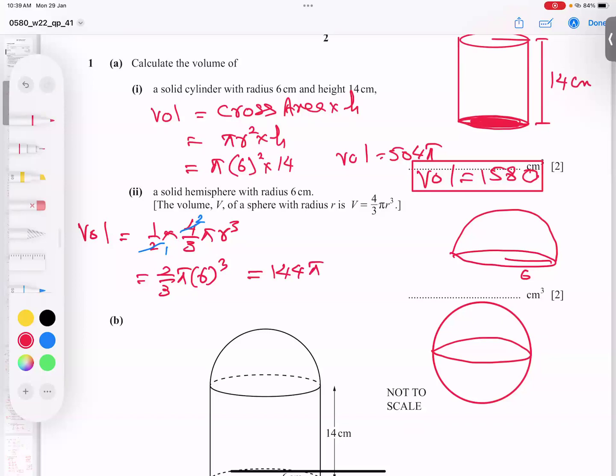Okay, and if I type in the calculator, to 3SF the volume is equal to 452.3. I don't want, which digit do I not want, bigger than 4? No. Then I will not add. So 452 centimeter cube is my answer number 2.